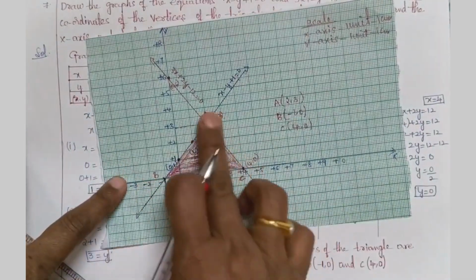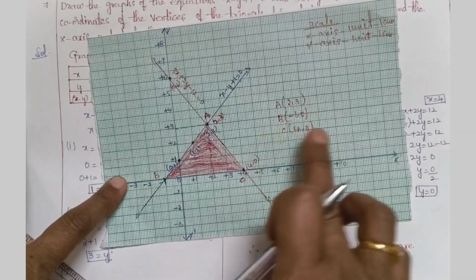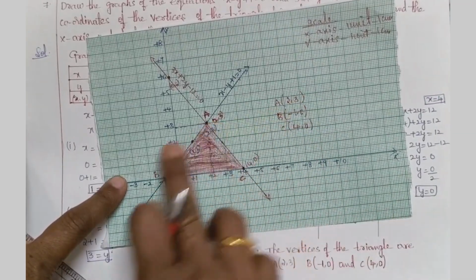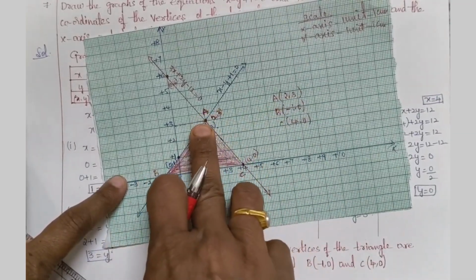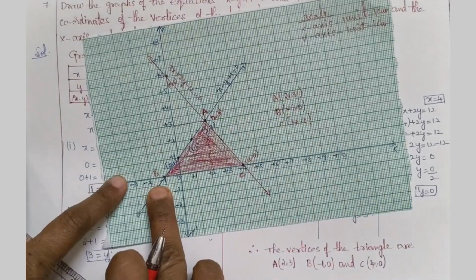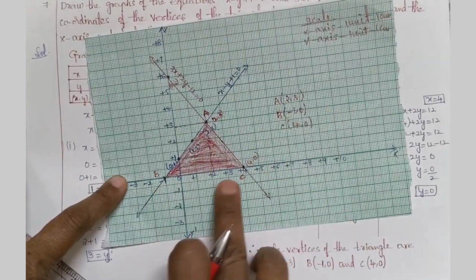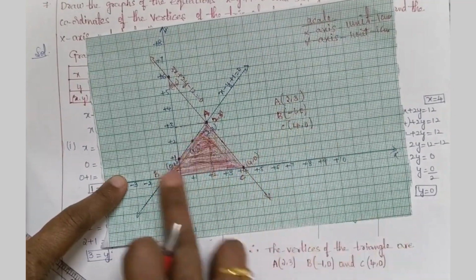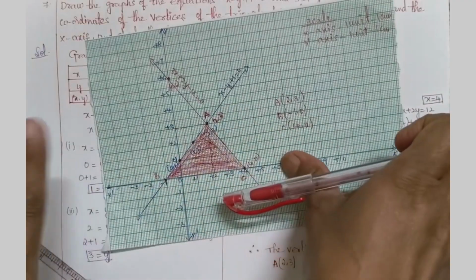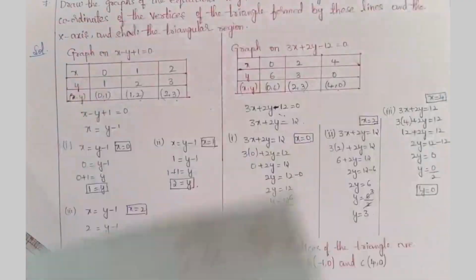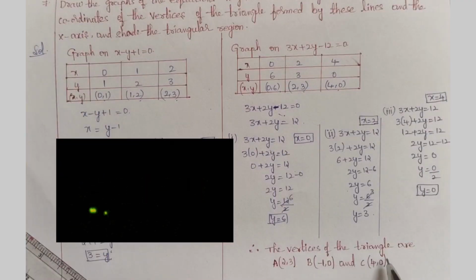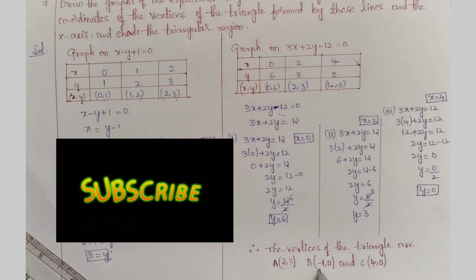Here one triangle will form. We write the coordinates of the triangle. So the vertices of the triangle: this vertex coordinates 2, 3, this vertex coordinates -1, 0, this vertex coordinates 4, 0. And this triangle place you shade it. Only this much is the answer. So here also you write it: the vertices of the triangle are A 2, 3, B -1, 0 and C 4, 0.